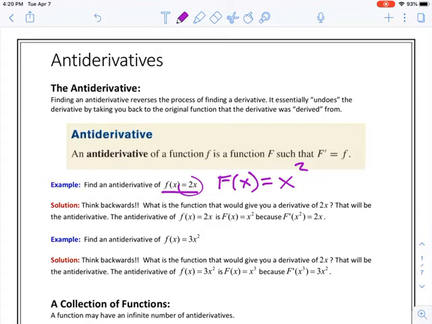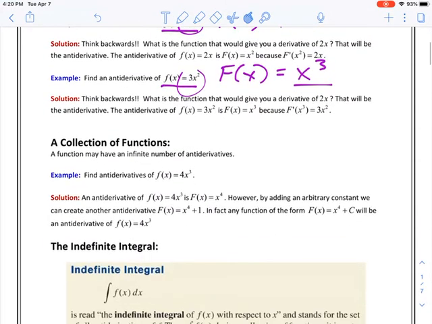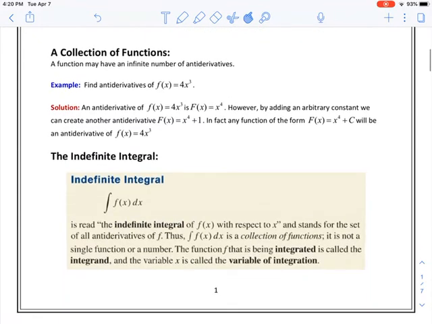Here's another example. f of x equals 3x squared. So using that same intuitive process, the antiderivative should be x cubed, because when we take the derivative of x cubed, we get 3x squared. And so we're doing these from an intuitive point of view. Let's just try to make sense of basically what we're doing.